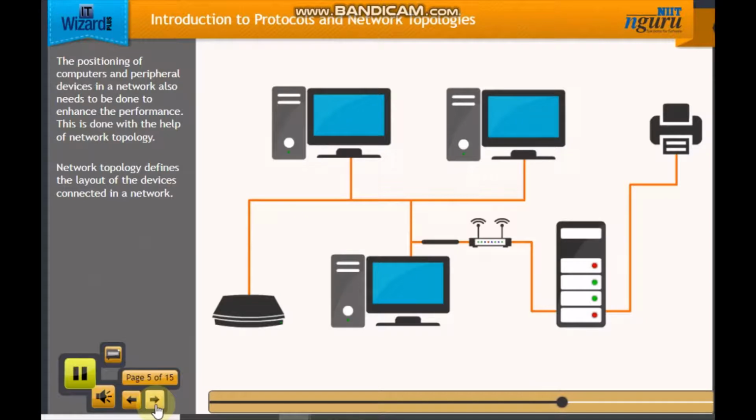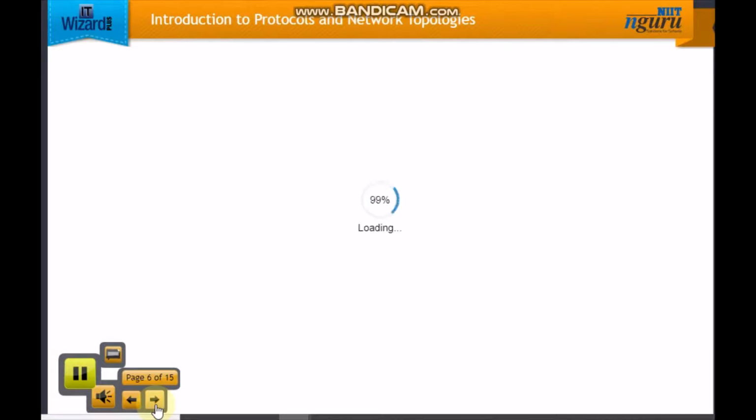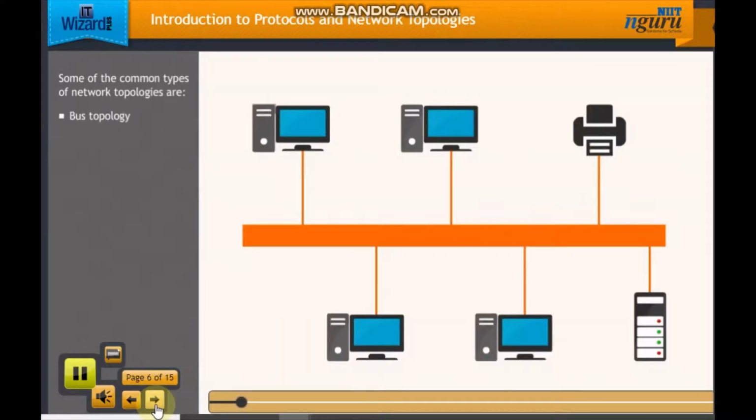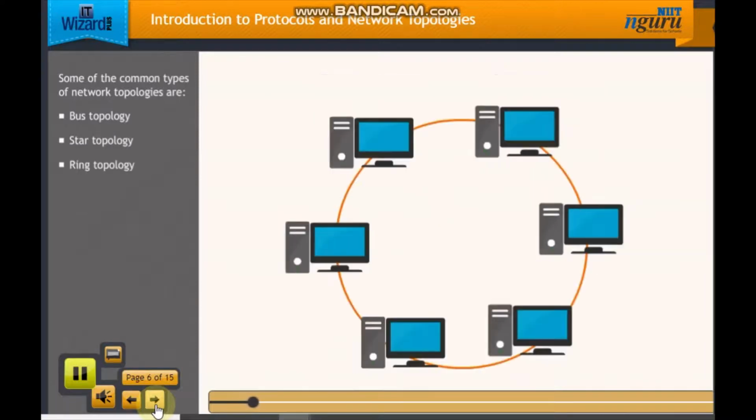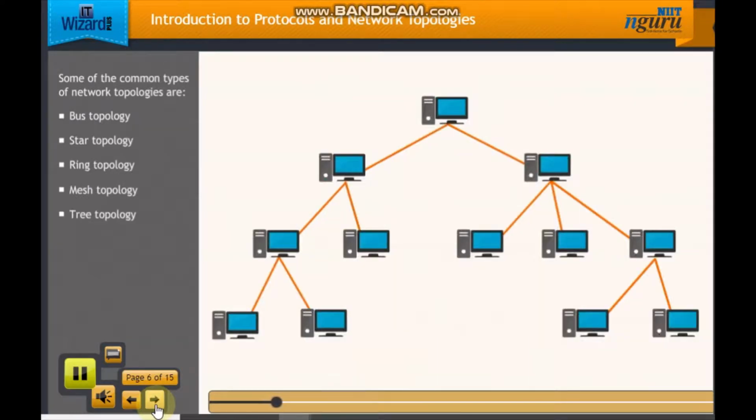Network topology defines the layout of the devices connected in a network. The manner in which computers and peripheral devices are connected can impact computer operations to a great extent. Let us explore some of the common network topologies. Some of the common types of network topologies are bus topology, star topology, ring topology, mesh topology, tree topology.